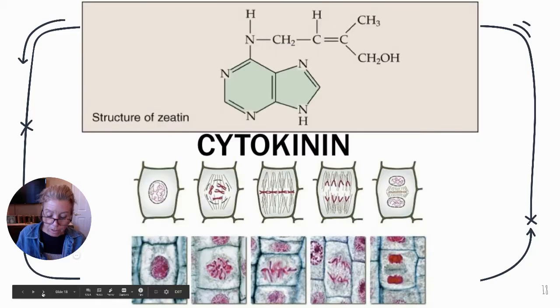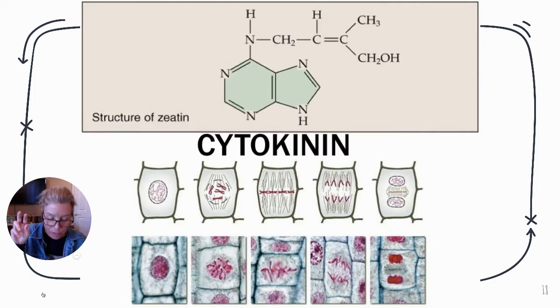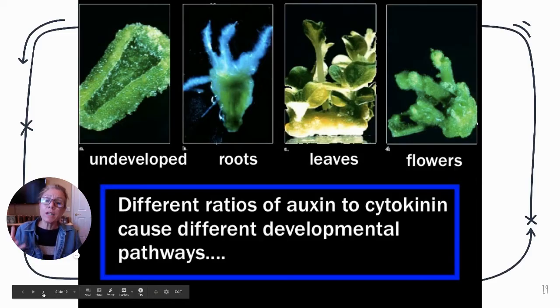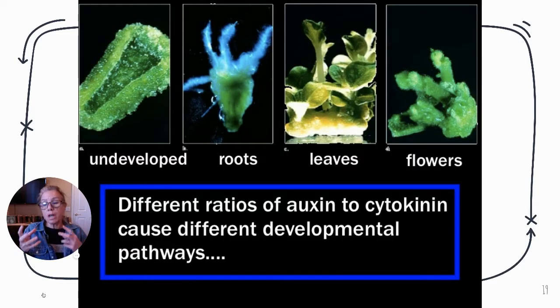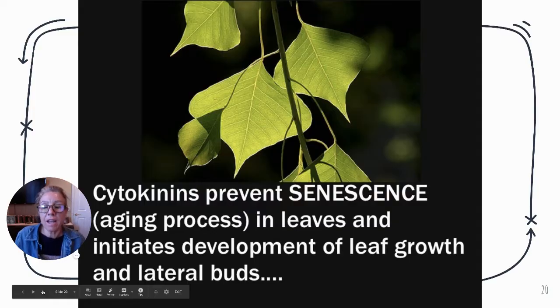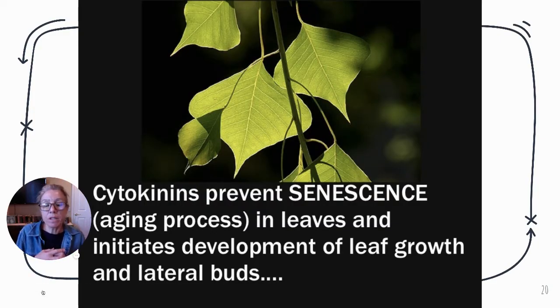So it interacts with auxin, and it's responsible for root nodule formation. And the reason why you'd want those root nodules is to house bacteria for nitrogen fixation. So nitrogen fixing bacteria. All right. So it works in a ratio with auxin to cause different development, whether it would be roots or leaves or flowers. It also prevents senescence, the aging process. So on your notes right there, prevents senescence, the aging of plants. It's like a natural anti-ager, cytokinins.